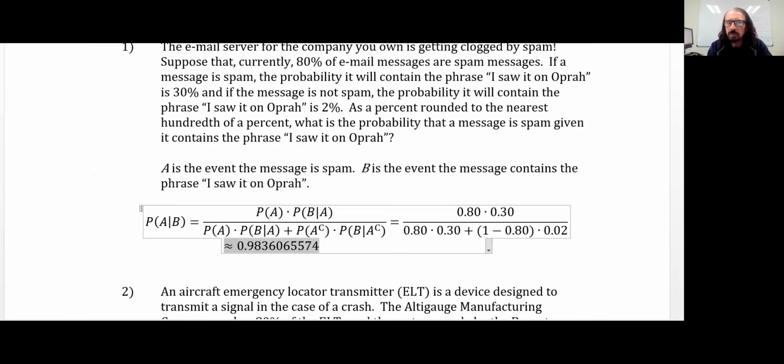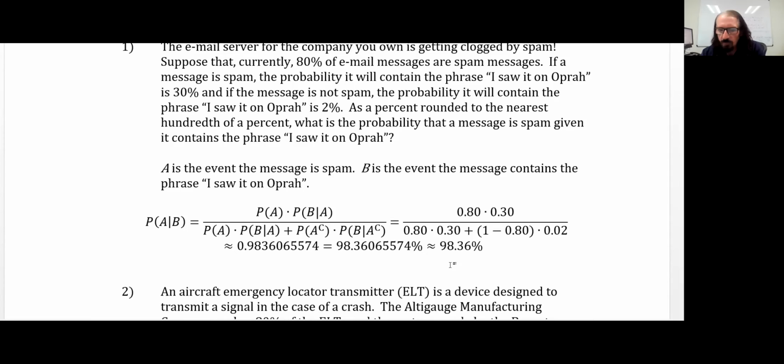So let's see here. Rounding that to 4 places, and then expressing it as a percent, since all the information was originally given in percents. 4 places as a pure decimal would be to the hundredth of a percent, 98.36% chance that if it contains the phrase, "I saw it on Oprah," then the message is spam, given that it contains that phrase.